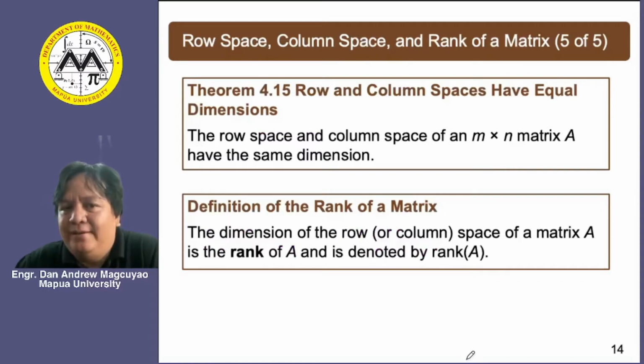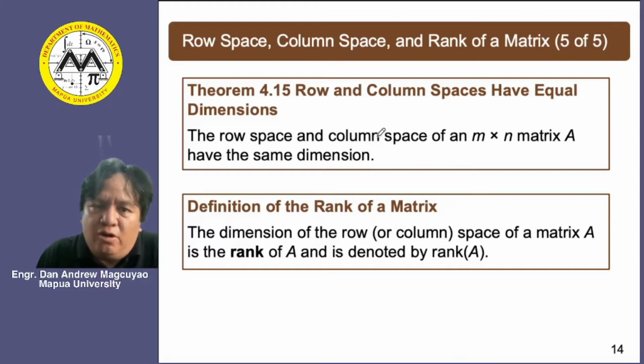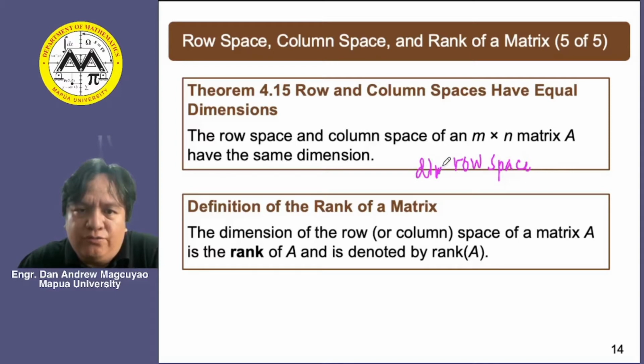Now let's have the rank of a matrix. The rank of a matrix would be basically the dimension of the space. The row space and the column space of an m by n matrix have the same dimension. They have the same number of leading ones. So the dimension of the row space is equal to the dimension of the column space.